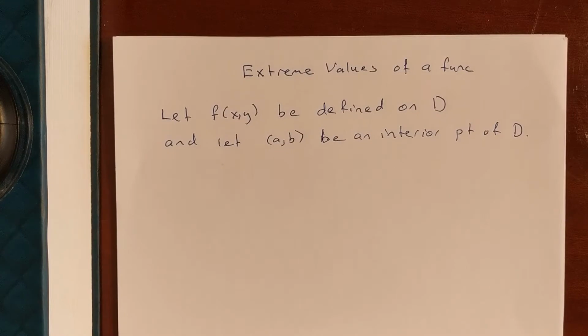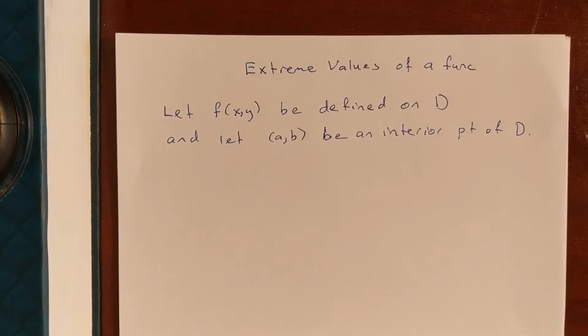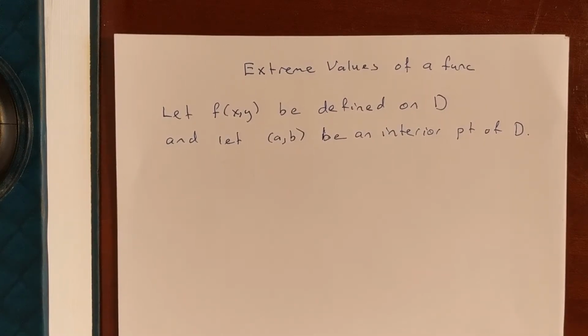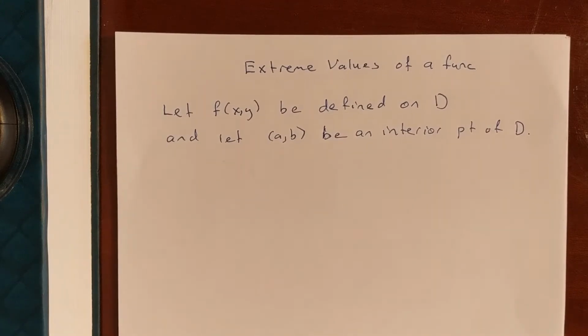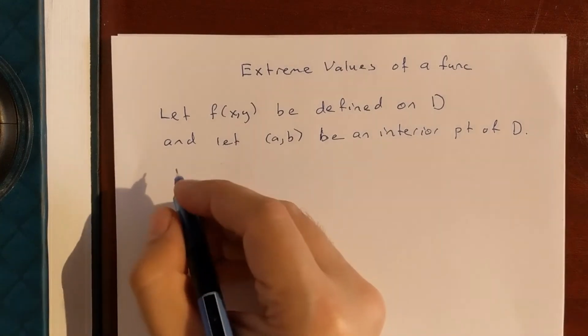Okay, so first of all we need to define what it means for a function to have a local minimum, and then what it means to have a local maximum. I guess we'll do the max first. They're just opposites of each other. So when do we have a local maximum?